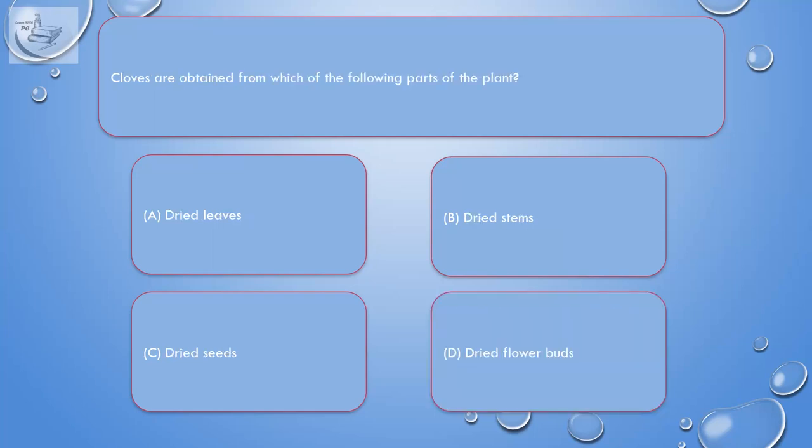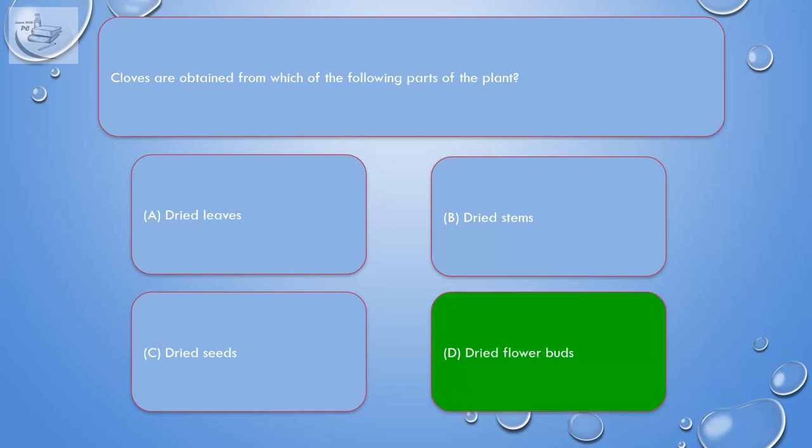Question: cloves are obtained from which of the following parts of the plant? A. Dried leaves. B. Dried stems. C. Dried seeds. D. Dried flower buds. Correct answer is D. Dried flower buds.